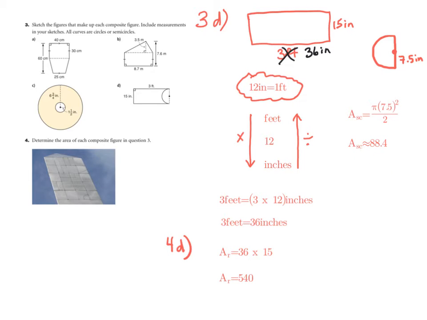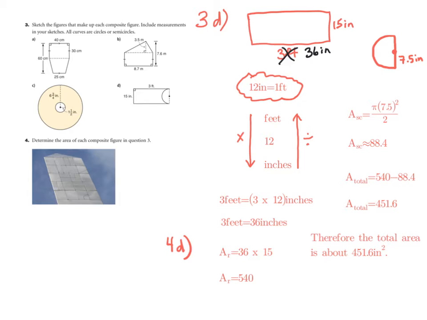All right, as we can see, the area of the rectangle is 540, the area of the semicircle is about 88.4. And so the total area is about 540 minus 88.4, which is 451.6.